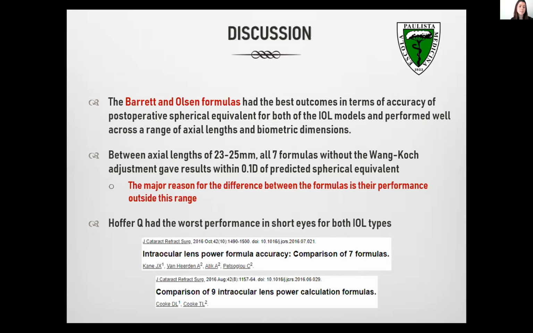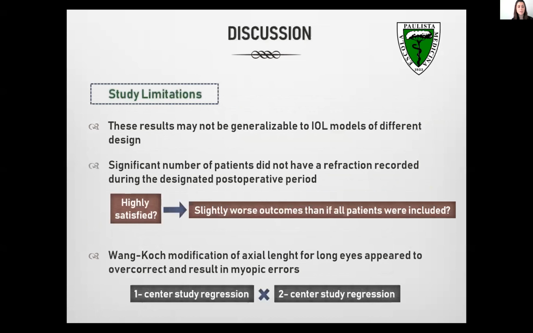And surprisingly, contrary to the expectation, Hoffer Q had the worst performance in short eyes for both IOL types, which was consistent with these two other studies that are also recent with similar results. The study limitations now. Although the ranking of the formulas was similar between the two IOL models evaluated, they caution that these results may not be generalized to IOL models of different designs.